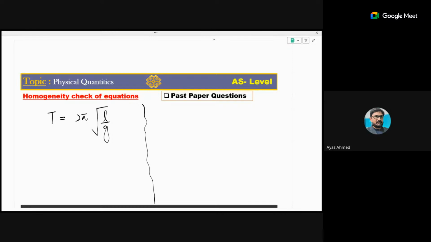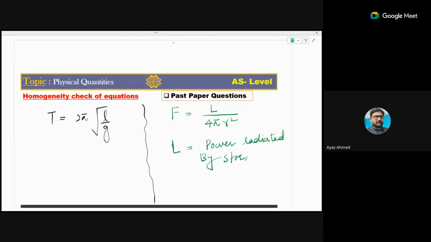Again, I have another equation for you. The radiant flux intensity, and it is not required that you recall this. Radiant flux intensity is basically luminosity divided by 4 pi r squared, where luminosity is equal to the power radiated by the star. So I'm moving to these equations, to check whether they are homogeneous, whether they are correct or not.